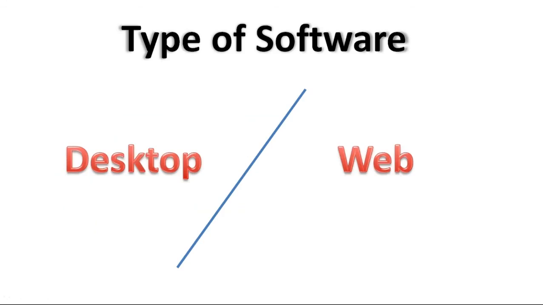So what are the different types of software we have? We have desktop and we have web. So what is a desktop application and what is a web application? Because we need to understand web applications, because we are going to develop web applications by the end of this training.